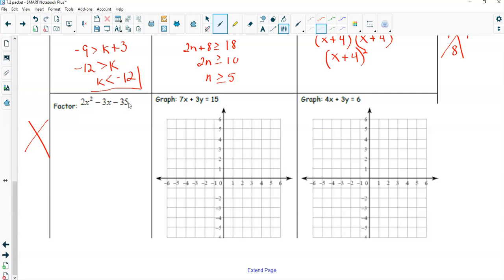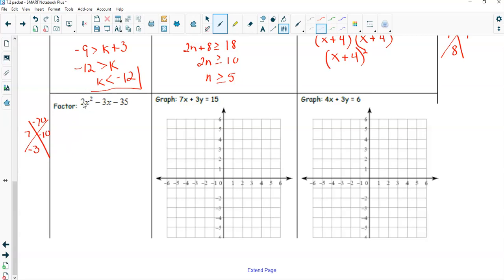Here the same way, a times c, right? So 2 times negative 35 is negative 70, and negative 3 over here. Now we have to look for the factors of negative 70, which is 7 times 10, right? 7 times 10 is 70, and 10 minus 7 is 3, but since these are negative, one of them has to be negative. This determines that the bigger number has to be negative. The bottom one, b, is negative, the bigger number has to be negative. If the bottom one is positive, the bigger number has to be positive.